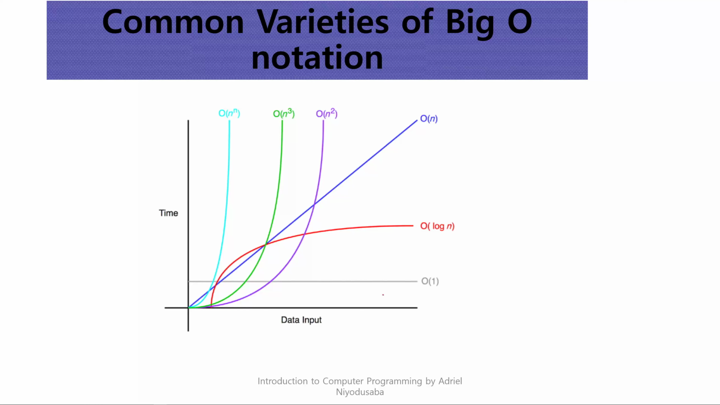we have the big O of 1, we have the big O of log n, and we have the big O of n, and we have the big O of n squared and n cubed, and we have the big O of n to the power of n. So what is this all about?